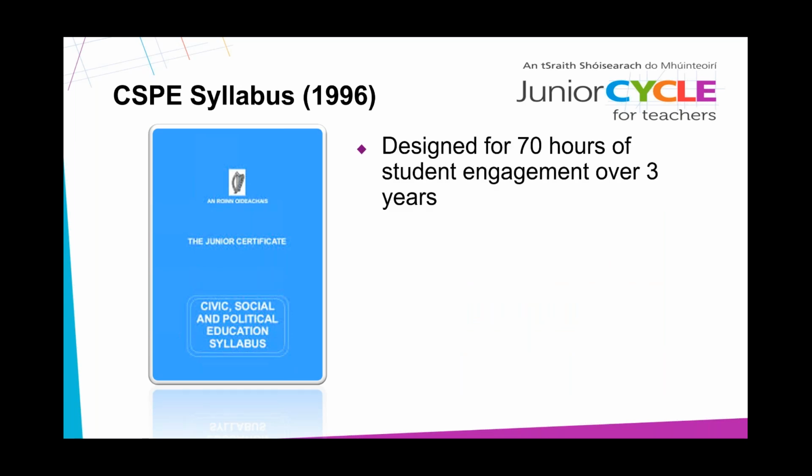This was designed for 70 hours of student engagement over 3 years. And there were two approaches with the 96 syllabus. You could do the 7 concept approach or the unit approach. The concept approach tended to be the more popular one, and the 7 concepts were human dignity, human rights and social responsibilities, stewardship, development, interdependence, democracy and law. And the unit approach was designed around 4 units: the individual and citizen, the community, the state, Ireland, and then Ireland and the world.